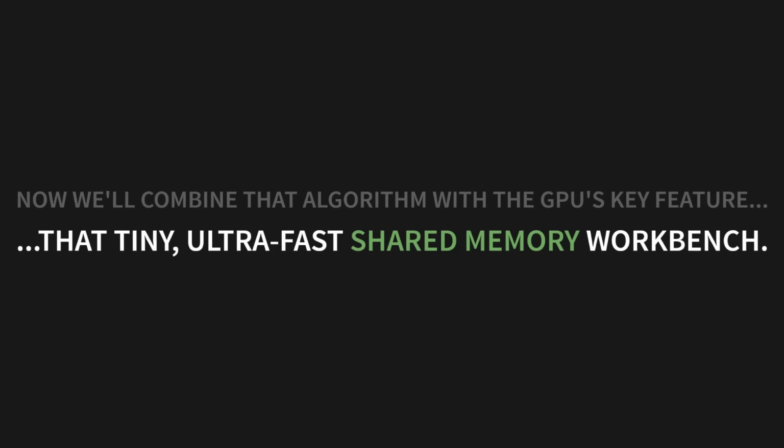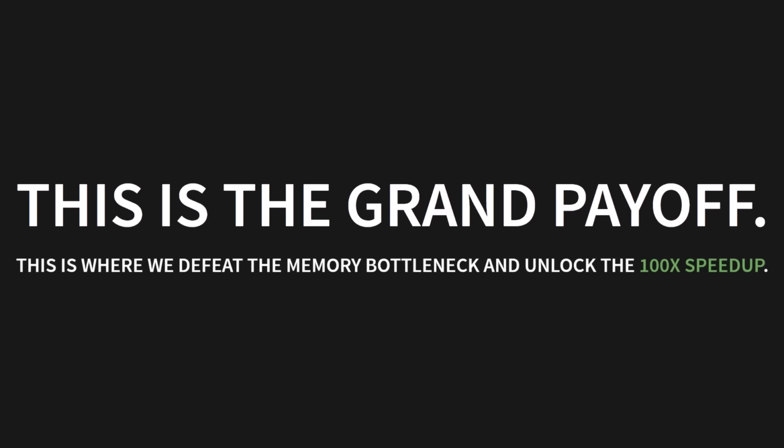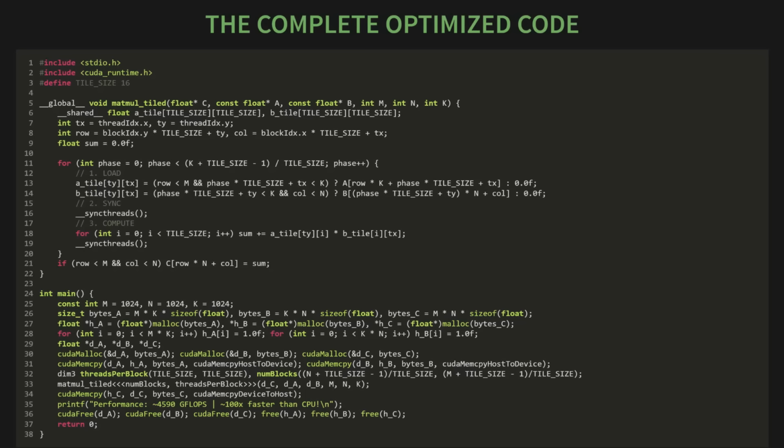We'll combine the tiling algorithm with the GPU's key feature, that tiny, ultra-fast shared memory workbench. This is the grand payoff. This is where we defeat the memory bottleneck and unlock the 100 times speedup. Here it is, the final optimized kernel. The code you saw at the very beginning of this video. I know this looks like a lot, but don't worry. We're going to break down the most important part, which is right inside that global function, matMul-tiled.